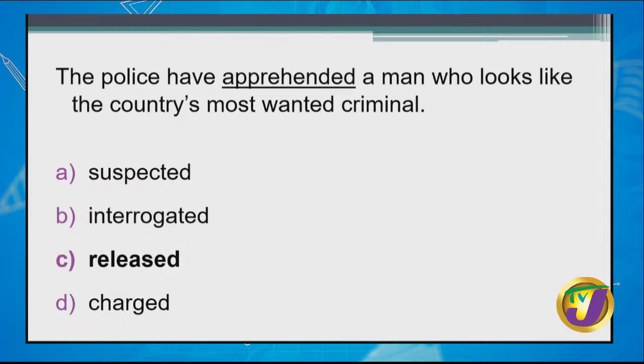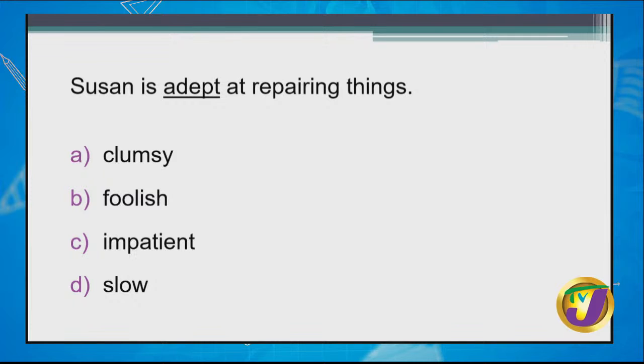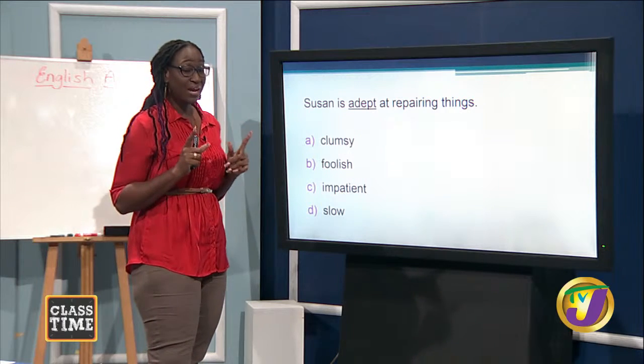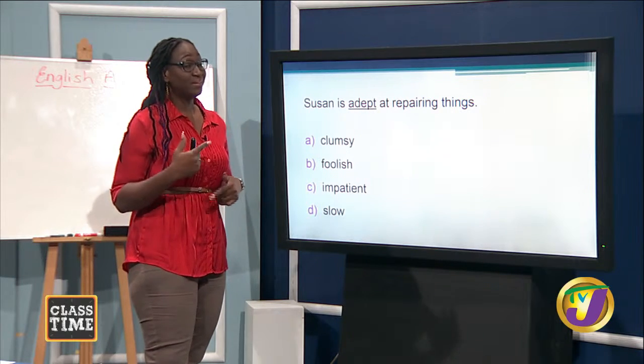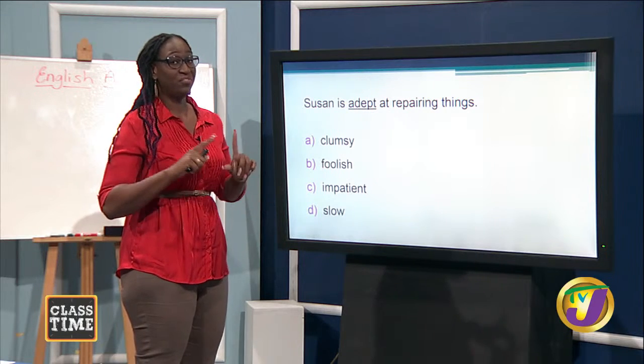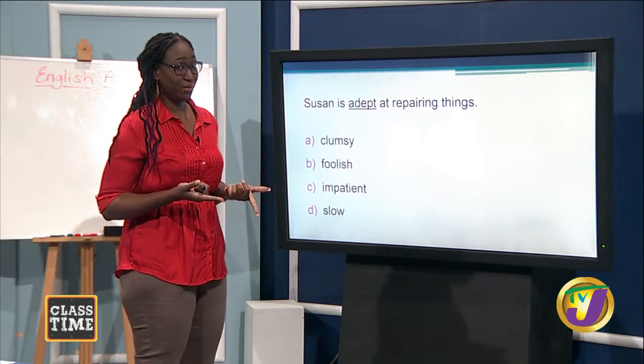All right, so next sentence. Susan is adept at repairing things. Again, the context doesn't really give you much to work with. So this is one of those cases where you have to have an understanding of what the word means. So you cannot always rely on the context to help you. So it helps to know a wide number of words. Have a very, very extensive vocabulary.